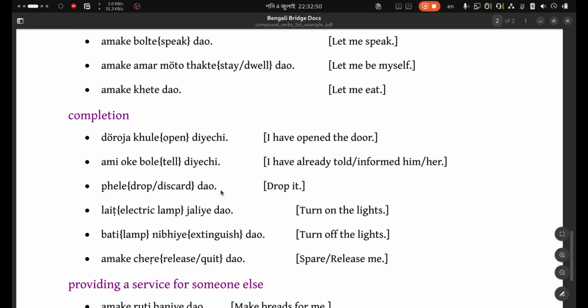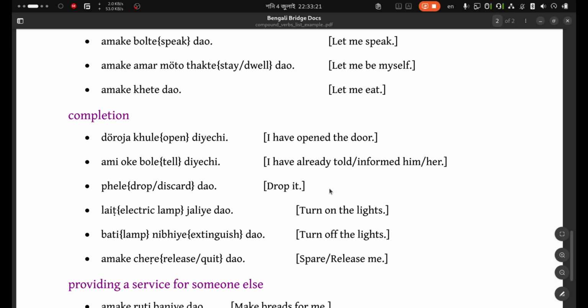And sometimes you cannot use fela at all, like in this sentence, hele dao. Hela itself is in the non-finite part, so you cannot use it again. Hele phelo, that doesn't work. So we have to say hele dao.